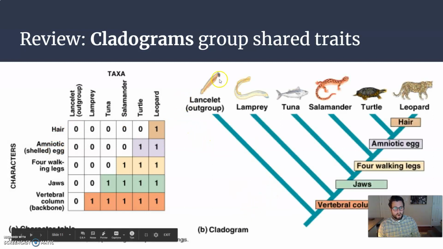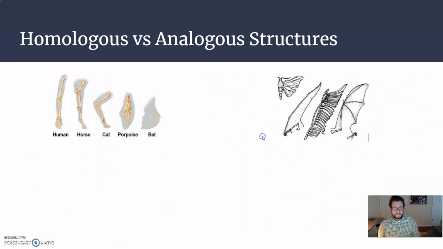So all of these guys, except for the lancelet, are going to have that vertebral column, that backbone. The lancelet is going to have a back nerve, so he's very similar, but not quite the same. The lamprey doesn't have jaws, but everybody else does. And you can group these organisms, so we can say that the leopards are probably more closely related to the turtles because they share more traits.